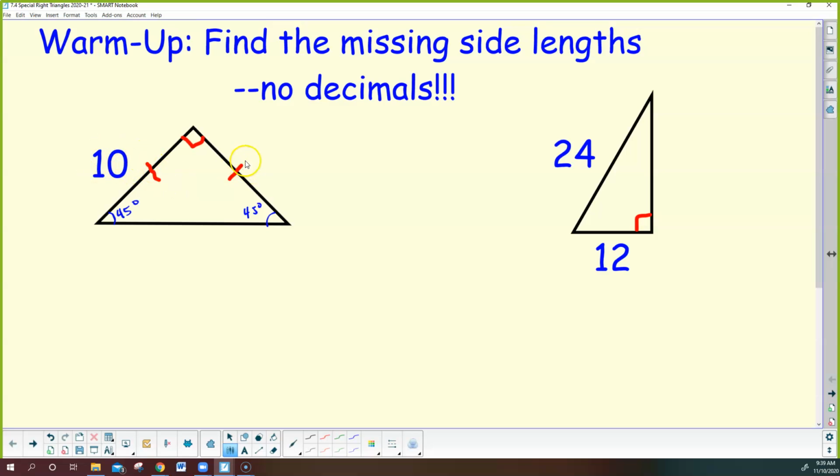But what do we know? It's isosceles. So this side is 10 and this side is 10. And then I'm going to just do the Pythagorean theorem, and I need to find the hypotenuse, the c value. So I know that c squared is equal to the sum of the other two sides squared, which is 100 plus 100, which is 200. And then my goal is to get c by itself, so I'm going to take the square root of both sides.